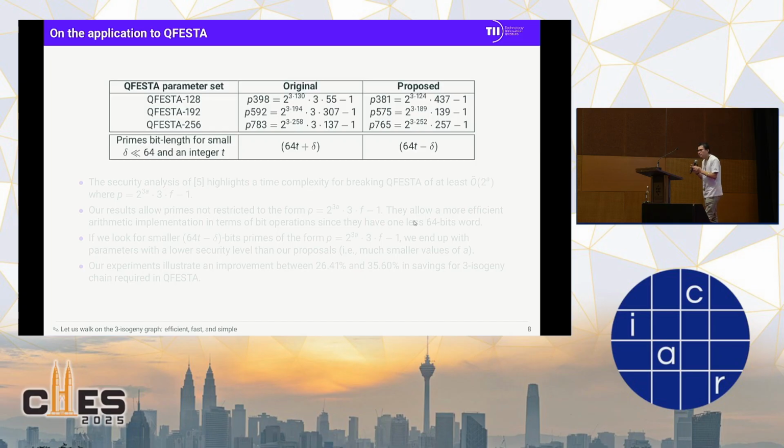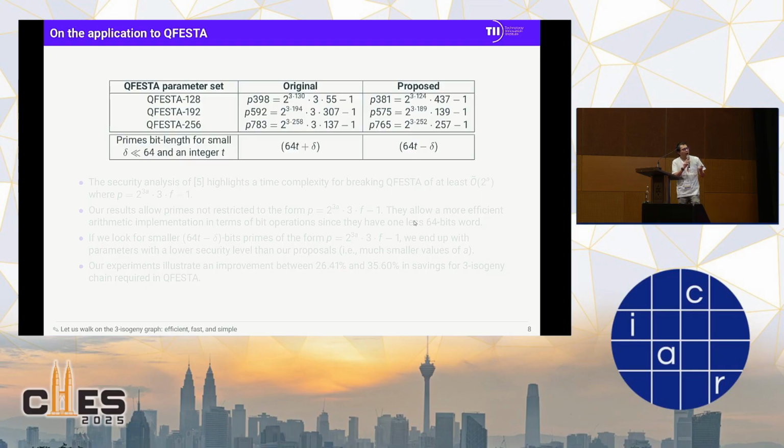There is this key encapsulation mechanism proposed by Onuki and Nakagawa called QFESTA. They use very fancy mathematics over the quaternion algebra, but let's focus just on the part where they need to compute this chain of 3-isogenies as we are proposing. Originally, they proposed not so friendly primes. You can see that they have like 64 times t plus delta bits. The delta is small. Sometimes it's like 3, 4, 5, so it's very small. But it's not friendly for implementations.